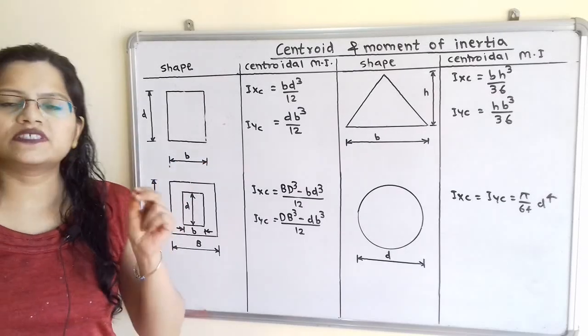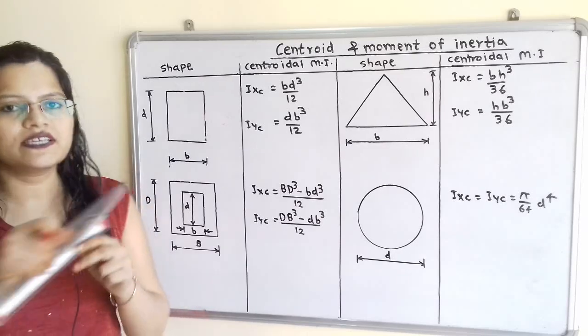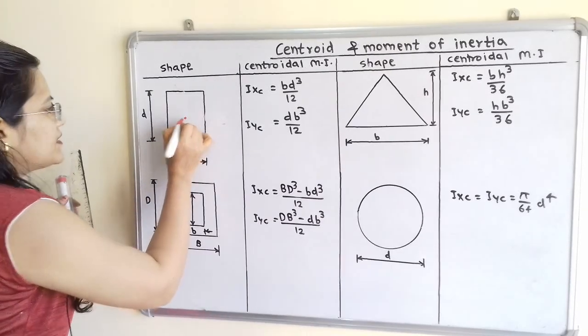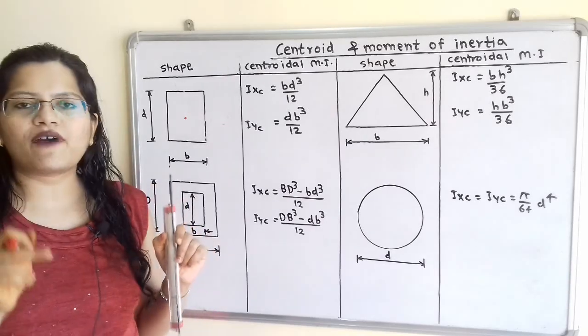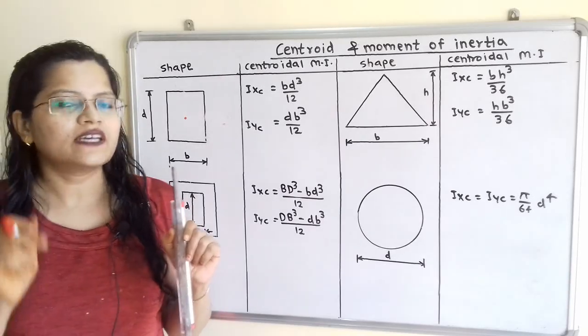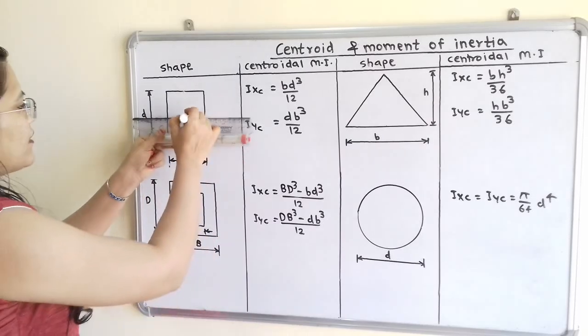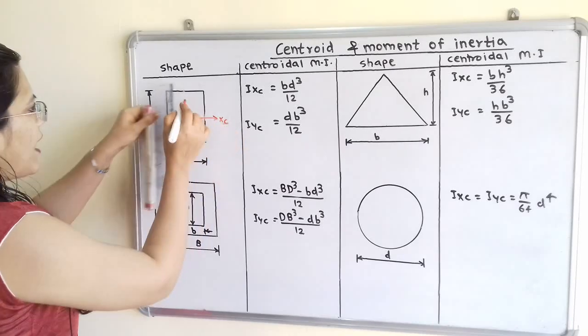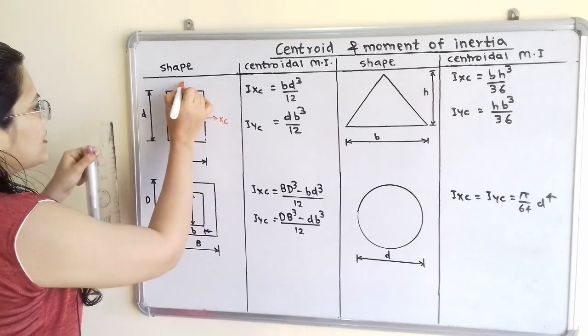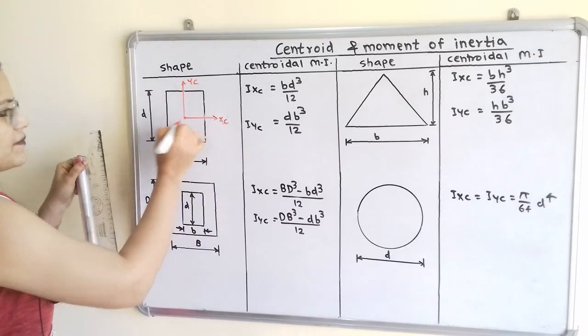We have to first select the centroid. So it is the center point. So we will select this. Now we have to show x-axis and y-axis passing through the centroid. So we will show here x-axis as Xc and y-axis as Yc because it is passing through the centroid.